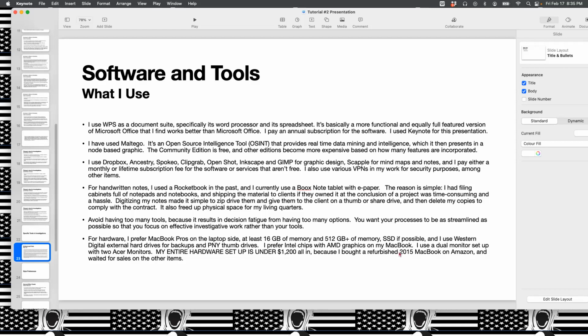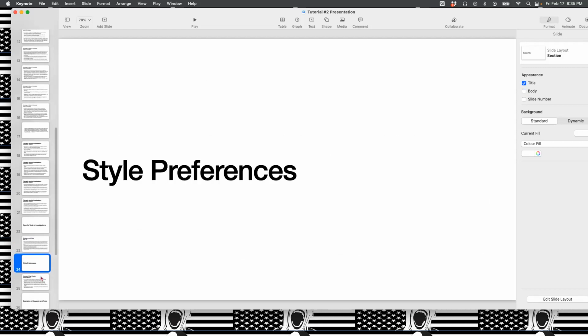Because you can go on Amazon and buy a refurbished MacBook from like 2015, and you can wait for sales on the other items. Like I save my fund money every month, and then at the end of the year, I make major purchases in terms of hardware or software or other things that I would use in work.